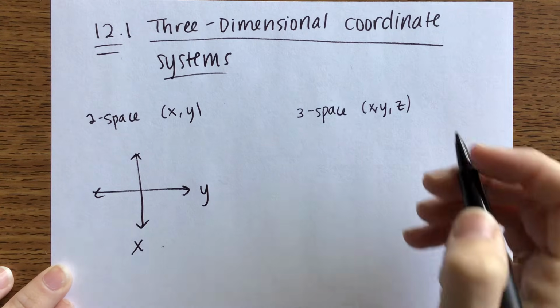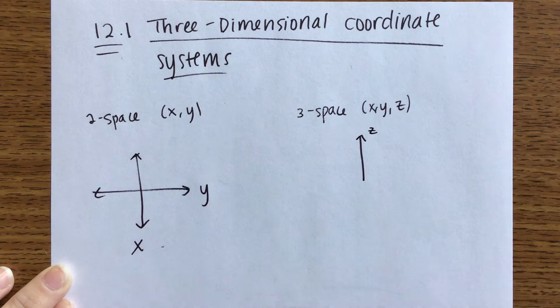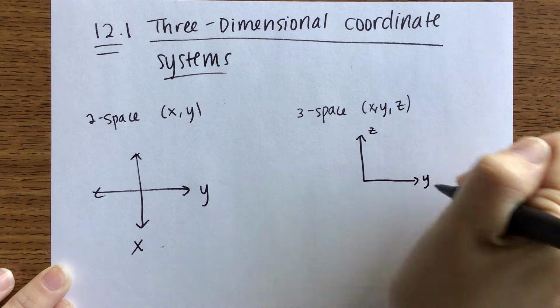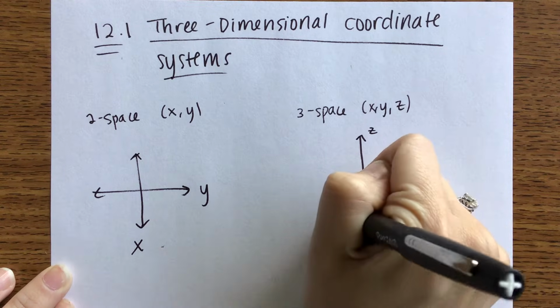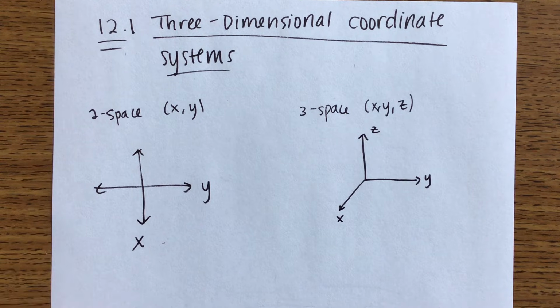Here's how those coordinate axes look. Z is the one that goes up and down. Y goes side to side. And x is what comes out at you. So can you guys picture this? Y is this way, z is up and down, x comes out at you.